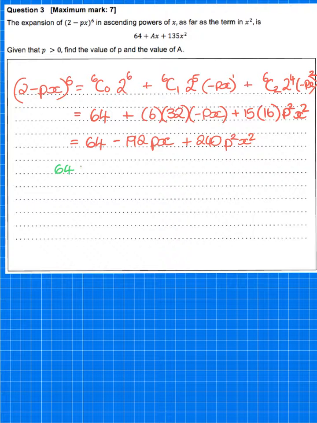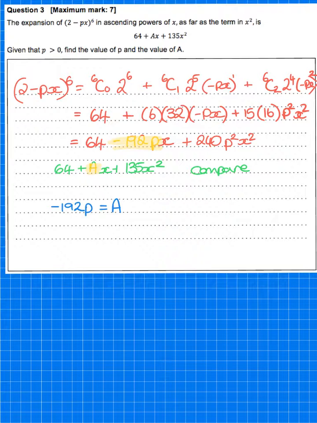Okay, now the question gives us 64 plus ax plus 135x squared, and what we want to do is compare. We want to compare both of these equations. So what we know is that the negative 192, that's the coefficient of the x, negative 192p, has got to be equal to a. Okay, because this coefficient here has got to be equal to that one.